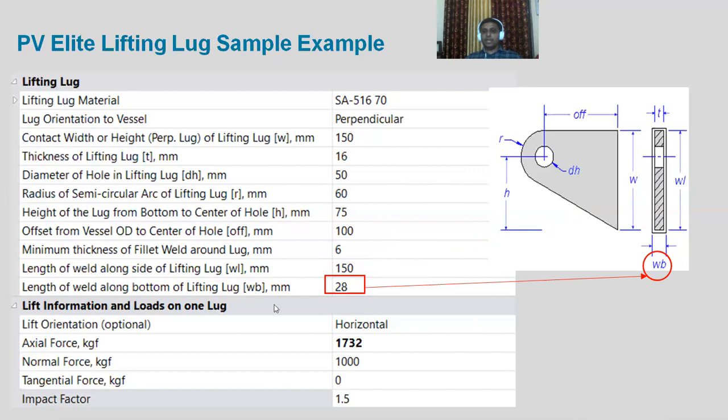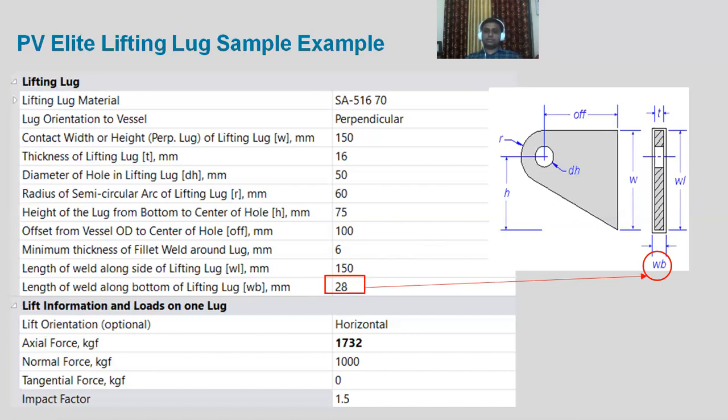So that's the reason why WB has been considered as 28. And we don't have to add any fillet in the WL. WL is without any fillet. WL is the actual length of this W. So that's why it is 150 and it is 28. Why I'm saying I'm correct? Once we are going to see the results, we'll try and understand how these dimensions have played a role in that calculation.